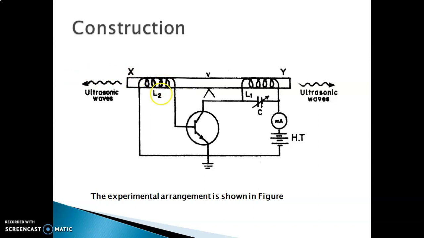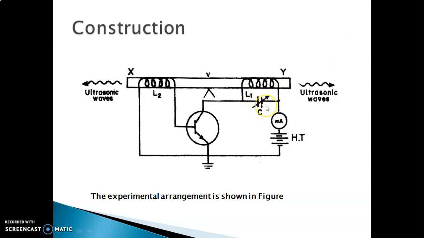Now see, this coil L2 is connected to the base of the NPN transistor. So that EMF is fed to the base of the transistor. It is amplified at the collector terminal, and as it is connected to the tank circuit, it is fed to the tank circuit. This EMF is used to provide positive feedback, and that overcomes the loss of energy in the tank circuit and maintains the oscillation.